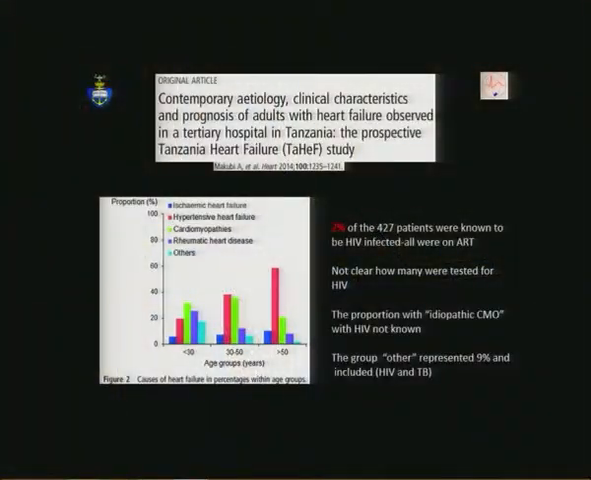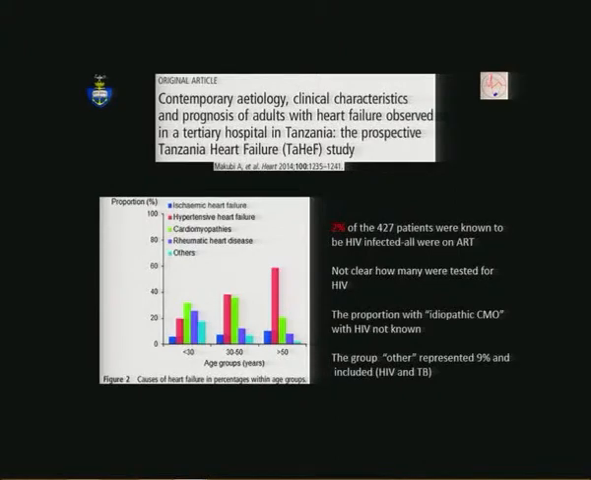And here, 2% of the 400 plus patients had HIV-related heart disease. All of these patients were on antiretroviral therapy, which we believe may alter the prevalence and incidence of this disease. Again, it was limited in that it wasn't clear how many patients were actually tested for HIV in terms of systematic testing. And for the reasons I outlined before, the number of patients with idiopathic cardiomyopathy who also had HIV may have been a little bit higher.